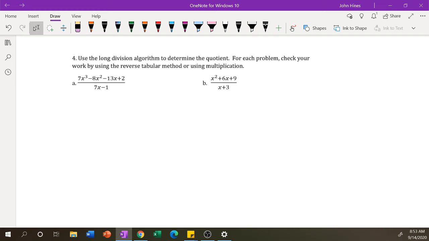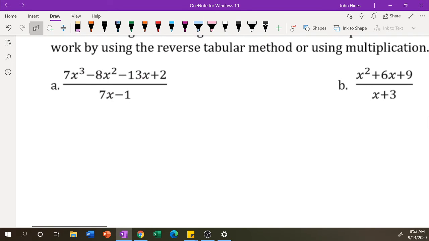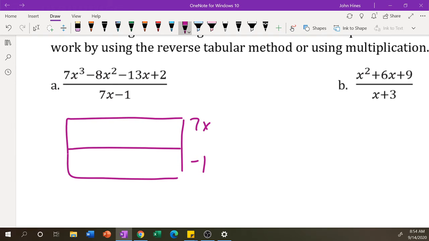I'm going to switch between long division and reverse tabular. I'm going to switch between both of them just so everybody gets to see whatever option they like. So for this first one, I'm going to use the reverse tabular method, just to show you how nice and compact the reverse tabular method is compared to long division. So I'm dividing by 7x minus 1. And then I take my numerator and put that on my diagonals. 7x to the third, negative 8x squared, negative 13x, and then 2.